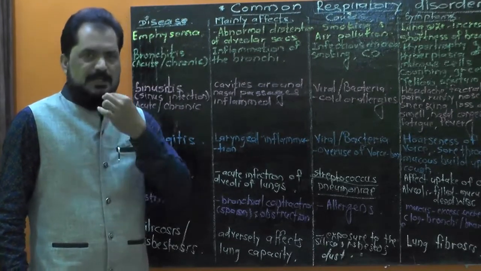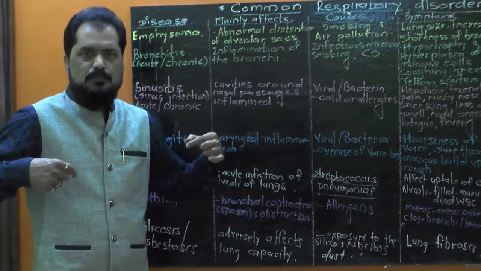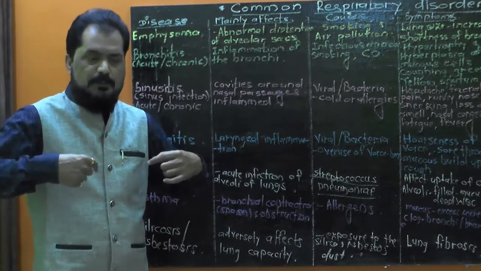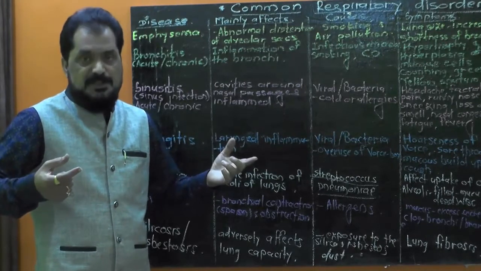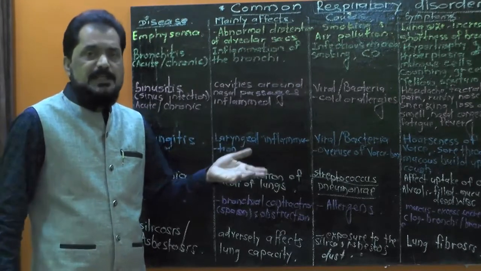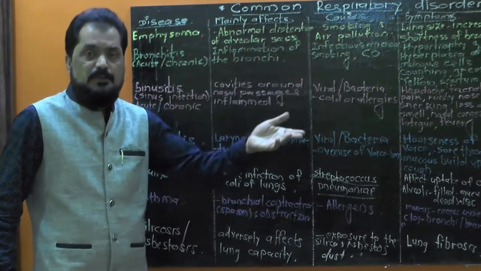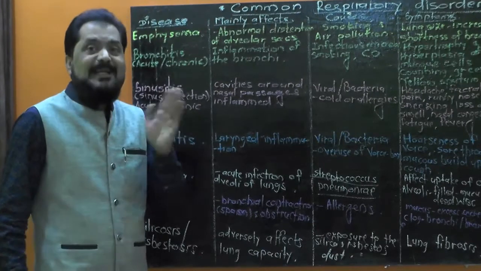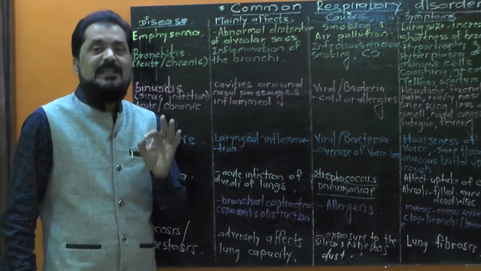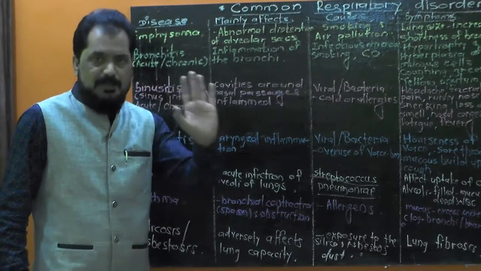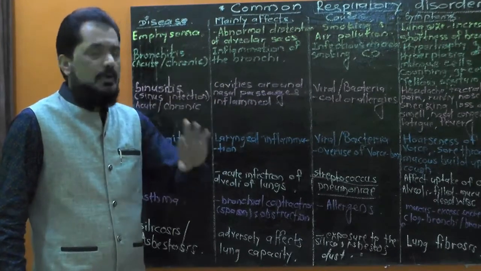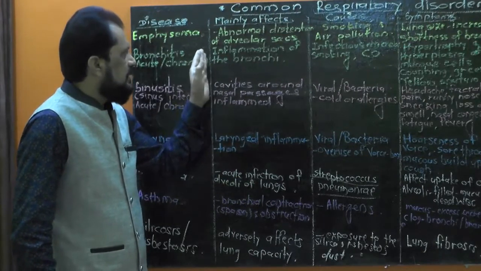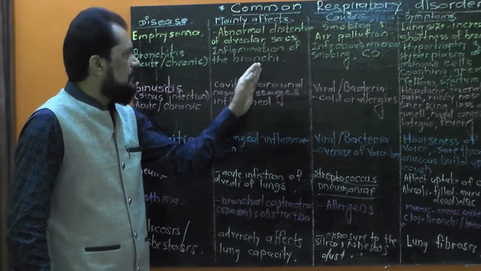Just as I said, our trachea divides into two primary bronchi. Primary bronchi further undergo division to form still smaller branches, that is secondary bronchi, and secondary bronchi subsequently divide to form the tertiary bronchi. So in bronchitis, the suffix itis stands for inflammation. Inflammation of the bronchi is called bronchitis. Here I have written bronchitis. It is an inflammation of the bronchi.